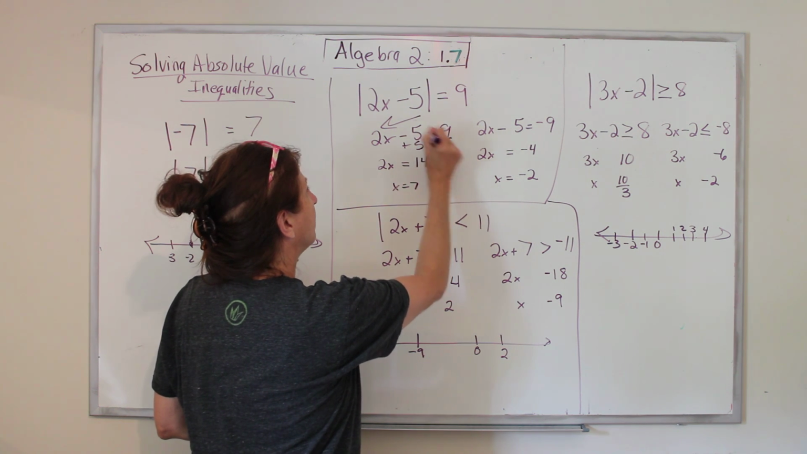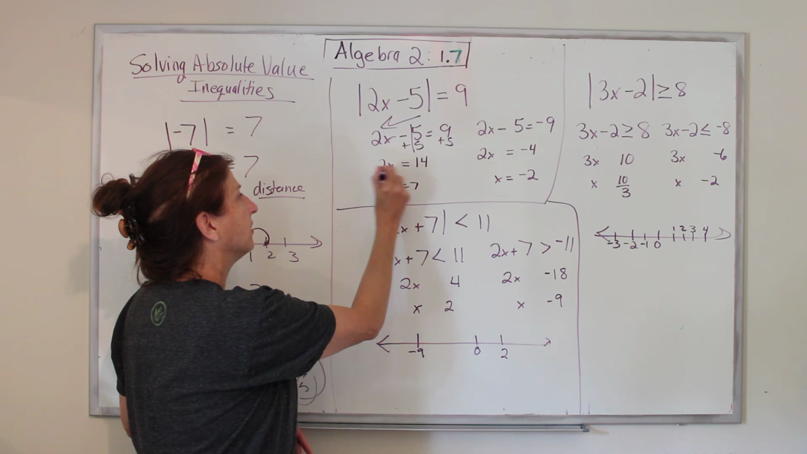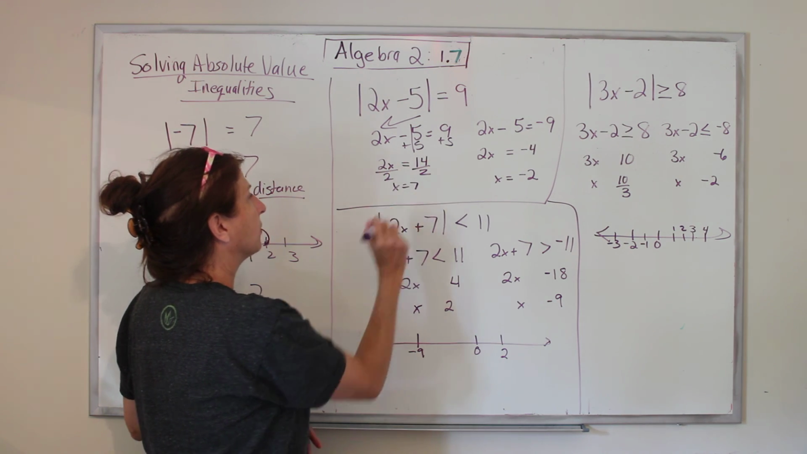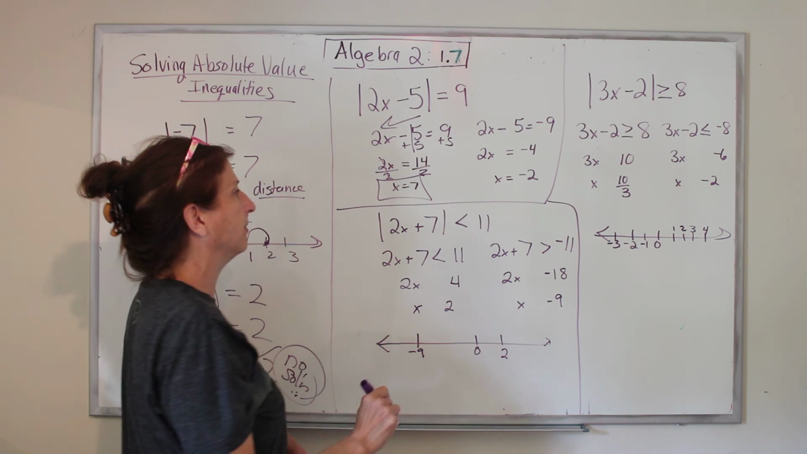We do plus 5 to both sides. Those cancel out. 2x equals 14. Why is x not alone? It's being multiplied by 2. What's the opposite? Divide by 2. Those cancel out. 14 divided by 2 is 7.